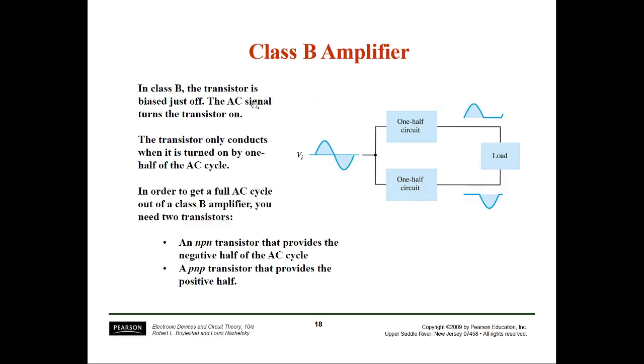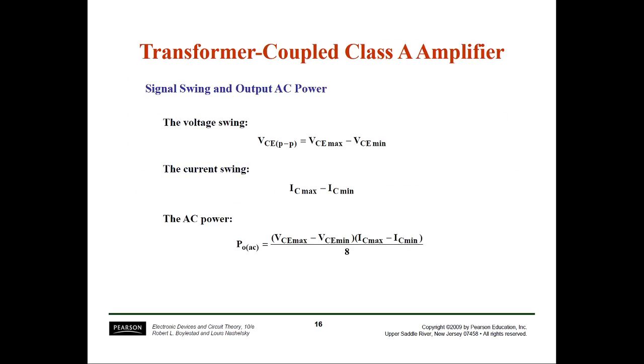Good morning students. In this lecture, we will discuss the class B amplifier. We know that in the class A amplifier, the conduction is 360 degrees. In the class B amplifier, the conduction is 180 degrees because of the Q point, as we are maintaining the Q point at cutoff.